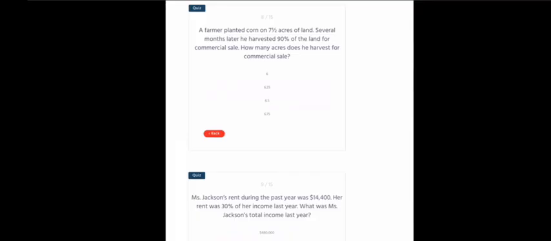Okay, so number 8. It says, a farmer planted corn on 7.5 acres of land. Several months later, he harvested 90% of that land for commercial sale. How many acres does he harvest for commercial sale? So we need to find 90% of 7.5.